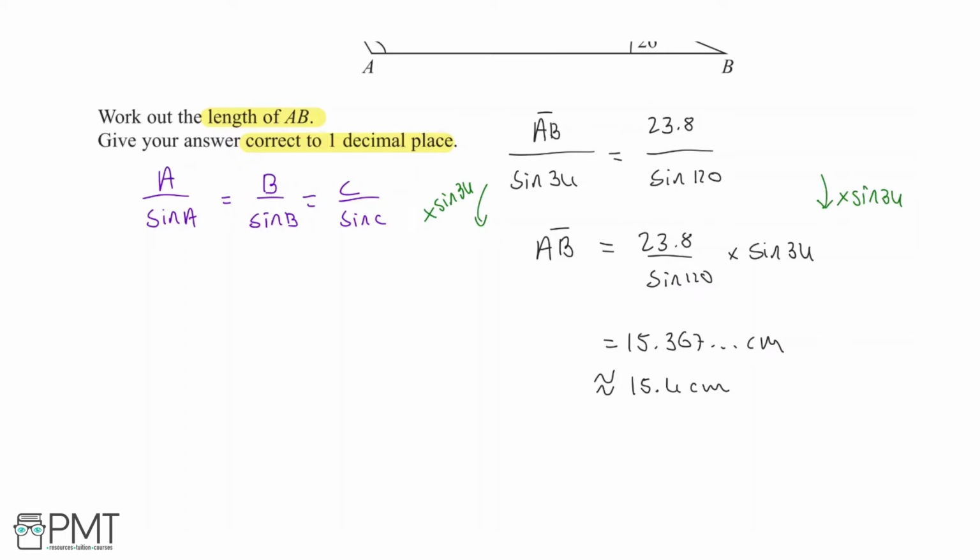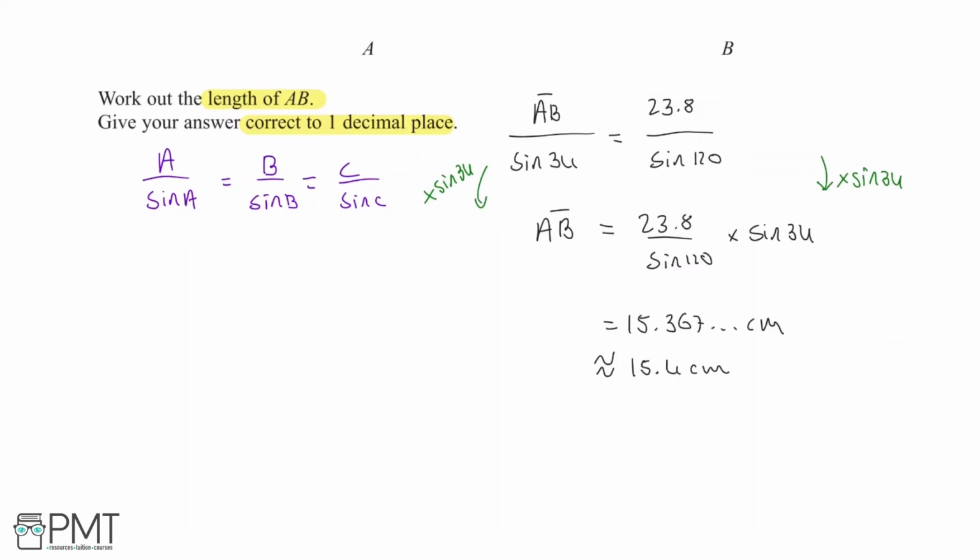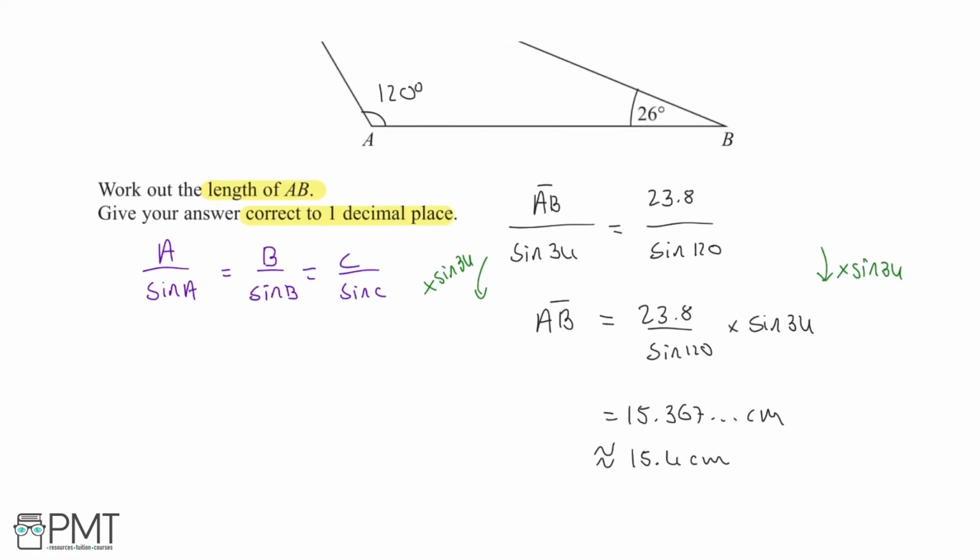The first mark comes from acknowledging you need to use the sine rule, and as such getting the angle of 120. This is our first mark. The second mark comes from rearranging correctly, and the third mark comes from a correct answer of 15.4 centimeters, like this.